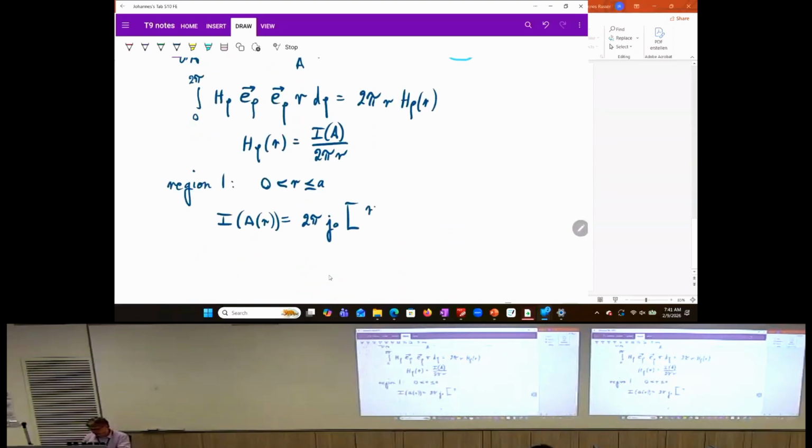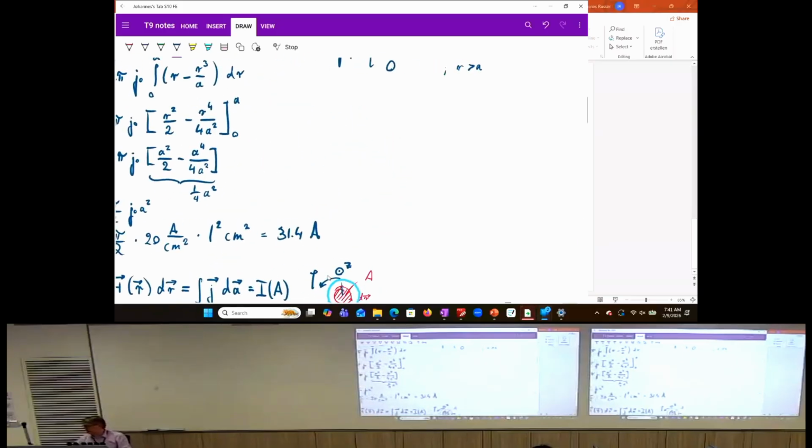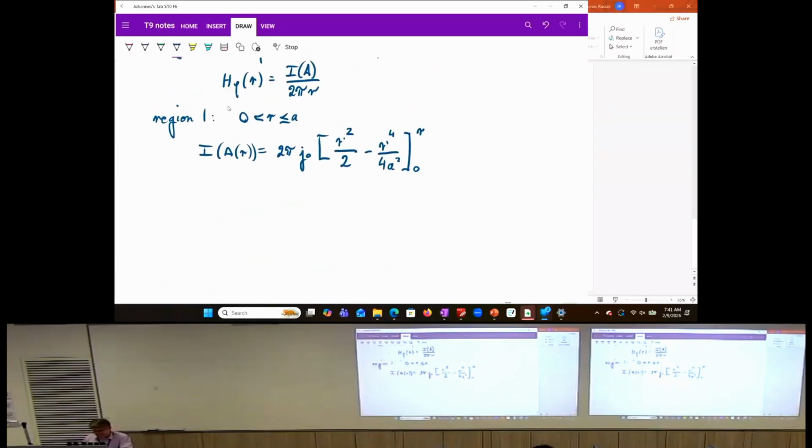So you get r prime, which I denote to avoid confusion with the boundary of the integral, minus r prime to the power of 4 divided by 4a squared, and our boundaries are 0 to r. You compare that, you see this is just what we had here. So let's just insert that: 2 pi j 0 times r squared half minus r to the power 4 divided by 4a squared.